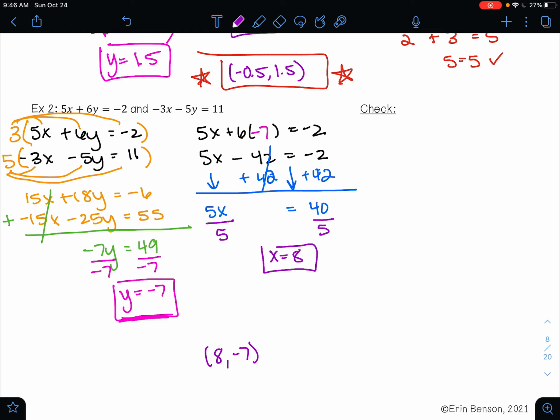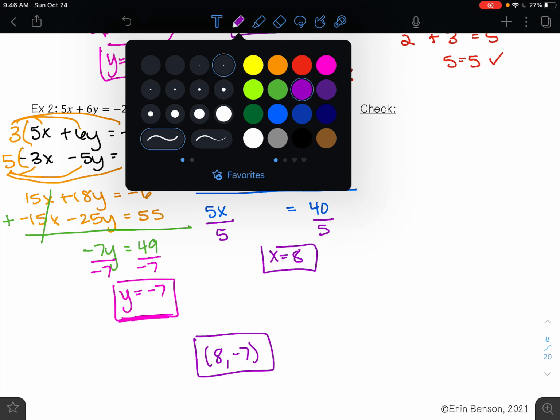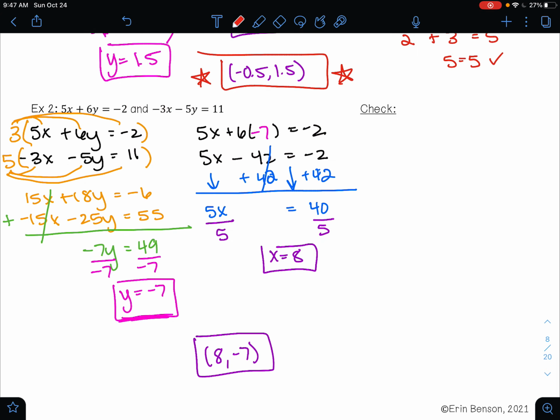And it doesn't matter if you chose to eliminate the x's or if you chose to eliminate the y's. This is a solution that you should have gotten. Let's check our work. So I'm going to have 5 times 8 plus 6 times negative 7 equals negative 2. 5 times 8 is 40. 6 times negative 7 is negative 42. 40 minus 42 is negative 2. Negative 2 equals negative 2, so that works.